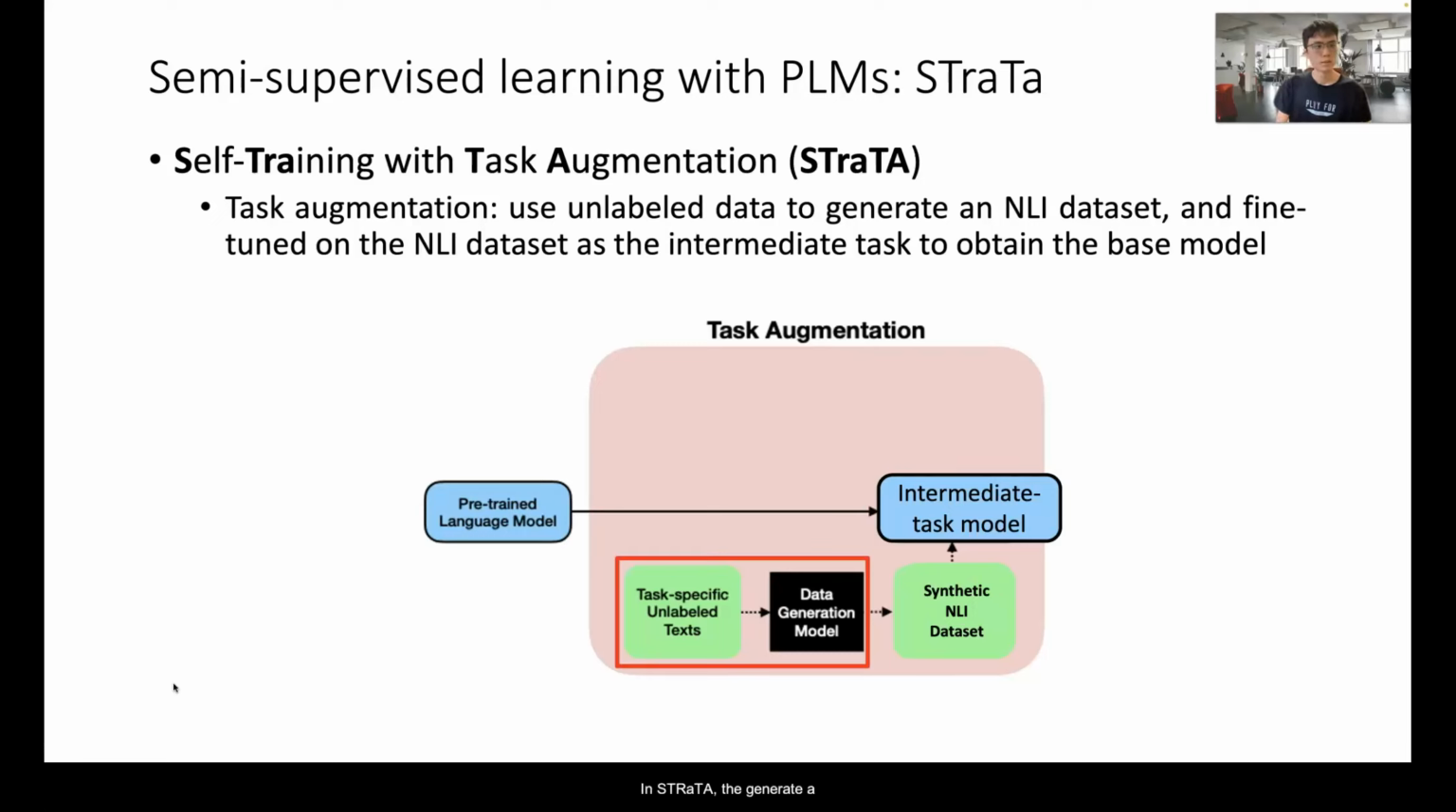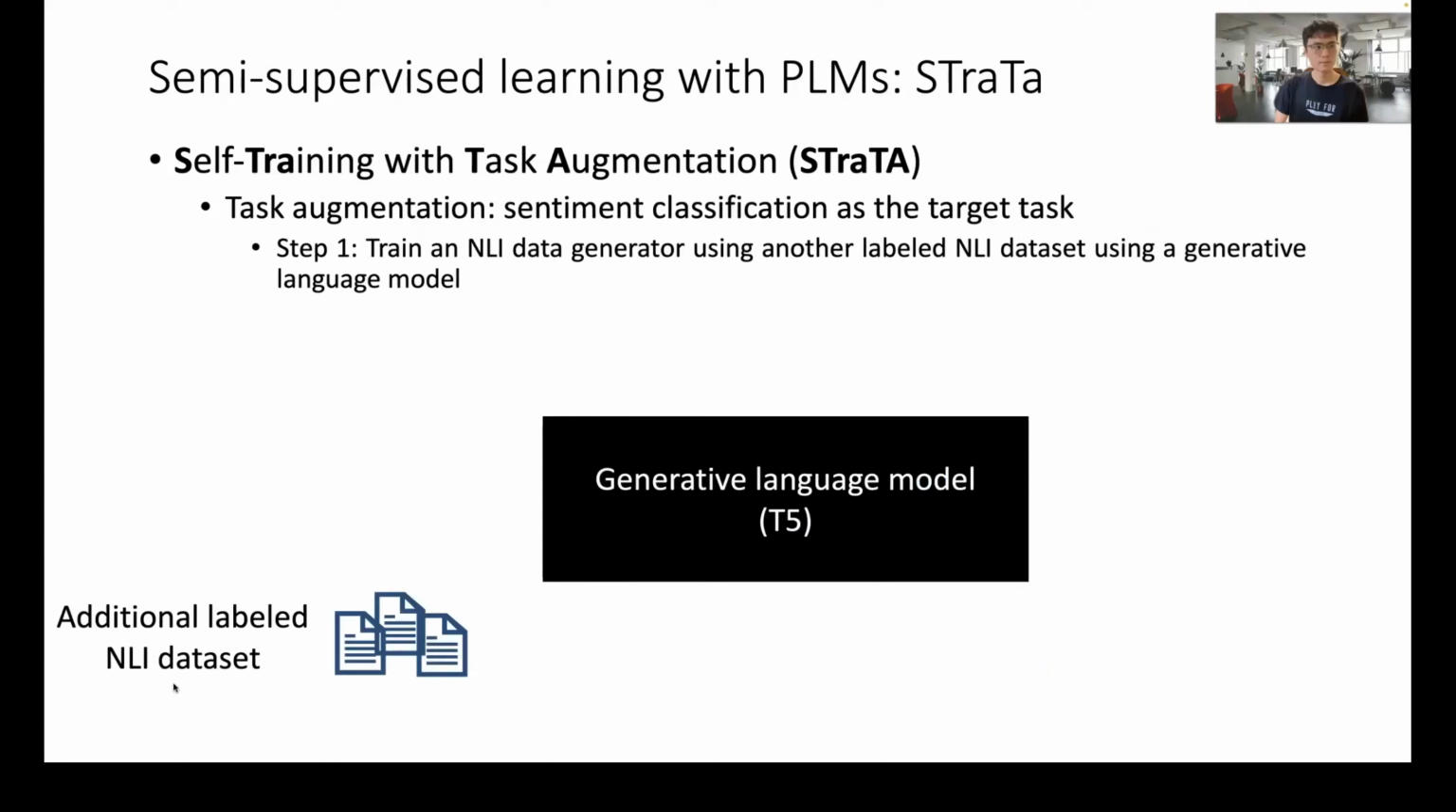In STRATA, they generate a natural language inference dataset using the unlabeled dataset, and use the synthetic natural language inference dataset as the intermediate task. We decompose the task augmentation part into 3 steps.